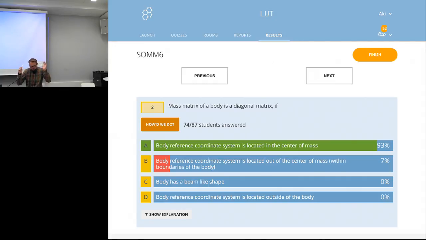Okay, good news. I have some good news for you. No one is proposing that the body has a beam-like shape. Very good news. I'm extremely happy. And no one is saying that the body reference coordinate system is located outside of the body. Good job. I'm proud of you. But remember, the diagonal representation works only if the body reference coordinate system is at the center of mass. So that's why the second option, B, is not correct.